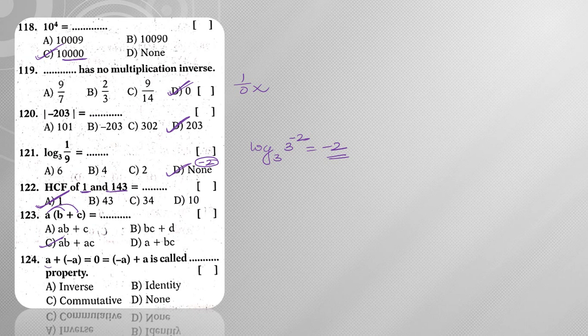So a plus minus a is equal to 0 is equal to minus a plus a. Here it is nothing but what we call the additive inverse. So option A will be my answer, right? So here it is additive inverse, right? Next, moving on.